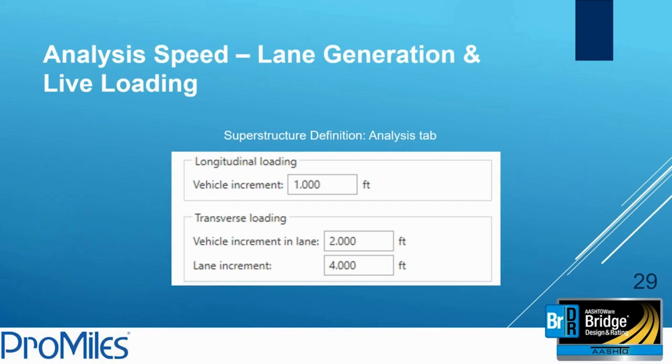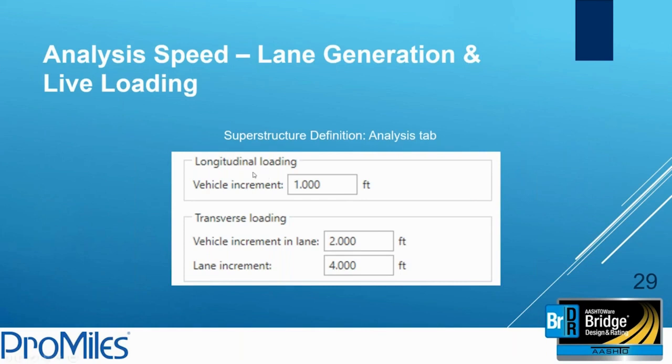Especially for this transverse loading, you can define how many lanes you want in your superstructure, and you can control the lane increment for your travel way. You can also control the lane increment for a vehicle in a lane in the travel way, and you can also control the longitudinal. So the second part of this screenshot deals with computing transverse lane positions, where you control the number of lanes in the travel way, and also the vehicle position inside the travel way.